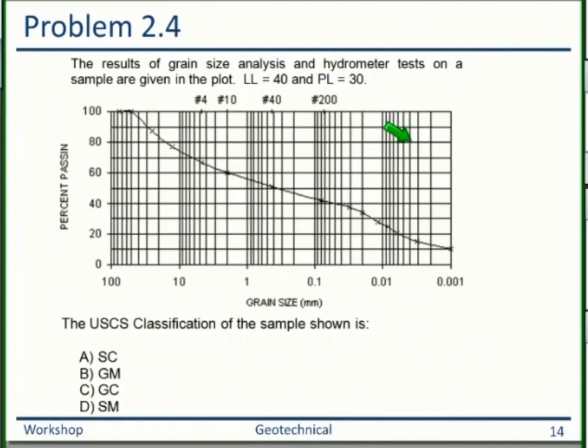Problem 2.4. The gradation curve is given here and the sieve sizes are given here. Liquid limit is 40, plastic limit is 30. You need to classify these soils based upon the USCS classification system. When you look here, all the answers belong to the USCS system, so they are valid. Also, if you look at S, G, G, S, this should be a coarse grain soil. It cannot be a fine grain soil, right? None of the first letters is M or C. M or C is only the second letter. The first letter is either S or G. Therefore, look at the percentage passing the number 200 sieve.